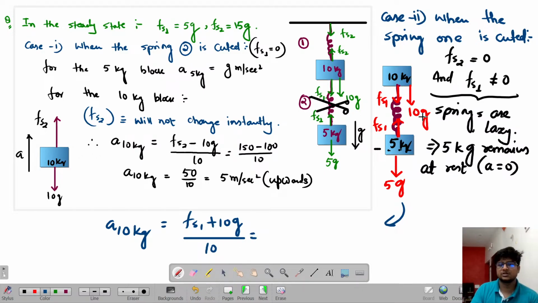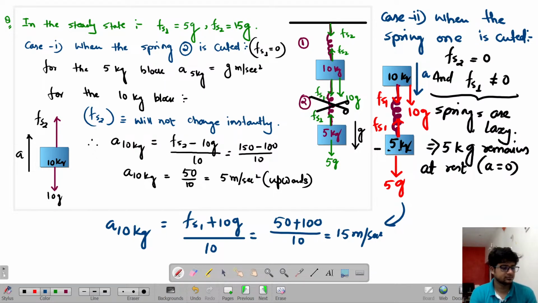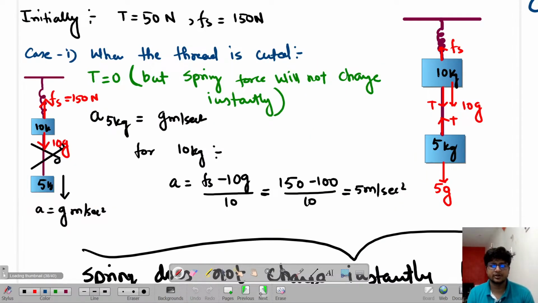So Fs1 is how much? If you look over here, Fs1 is, sorry, Fs1 is 5g. 5g means 50 plus 100 divided by 10, which is 150 by 10. This is 15 meter per second squared. Means this 10 kg falls with a large acceleration when the first spring is cut. Are you able to get me or not? This one will fall down with some acceleration. Other one will be at rest. Is that clear or not? Yes. So this is the meaning of cutting off the springs. Are you able to get me?